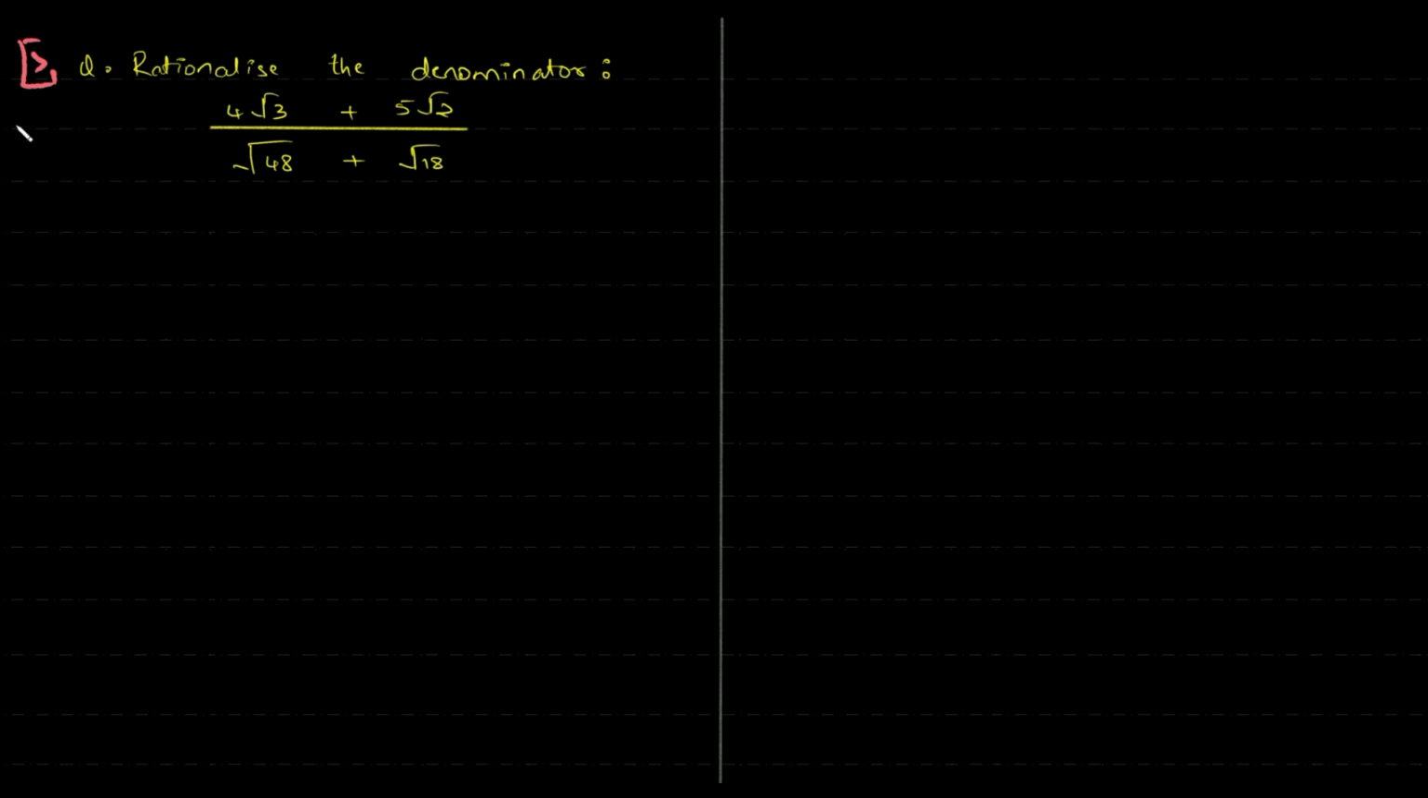Rationalize the denominator. So we have a set of numbers which are not in their prime factor form. So let's express them in their prime factor form.